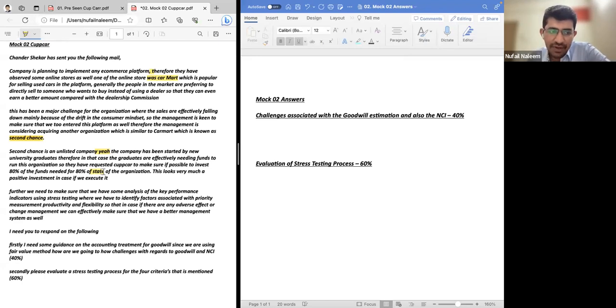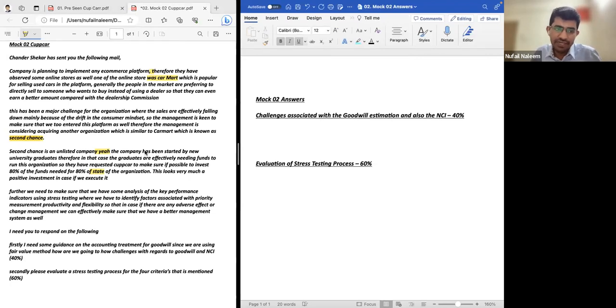This looks like a very positive investment in case we execute it. To understand it very clearly, students, you can invest in this company 80% and you will be getting 80% holding. So students, 20% is NCI. If you observe, 20% is known as non-controlling interest. I will come to that.